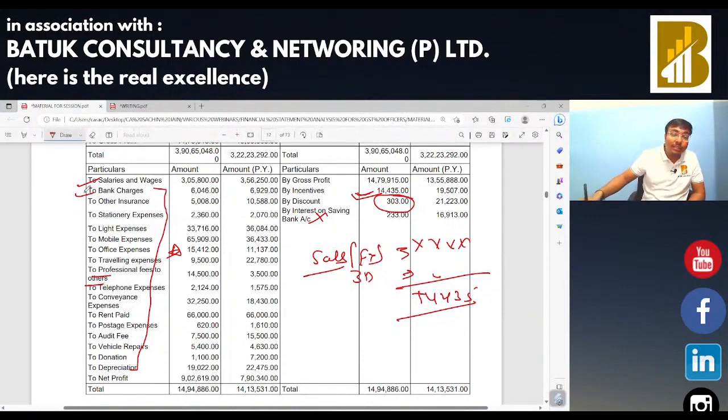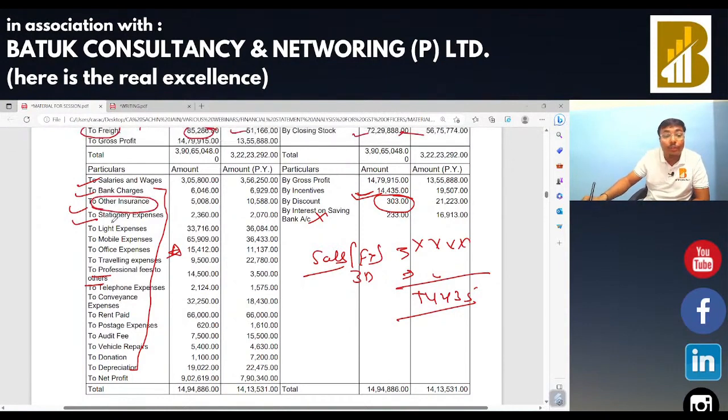Okay sir, now there is other insurance, stationary expenditure. Now sir, there is other insurance, in that case we need to check the nature of insurance. If the insurance is on account of general insurance, in that case input tax credit is not allowed. But if the insurance is on account of stock insurance and marine insurance, in that case input tax credit is allowed. So we need to check the same, the nature of insurance.